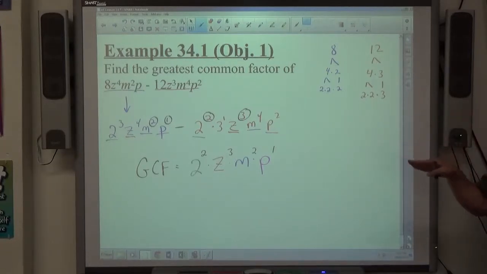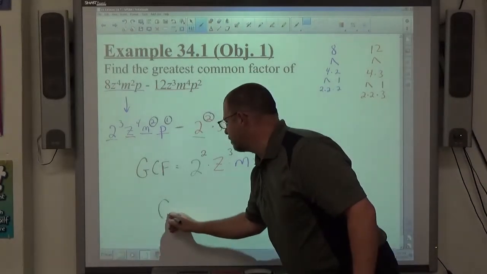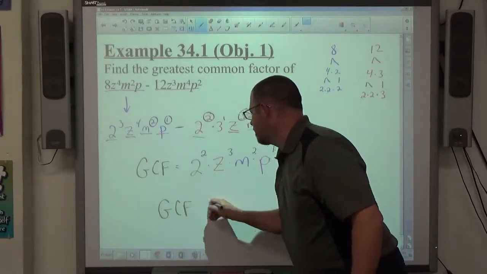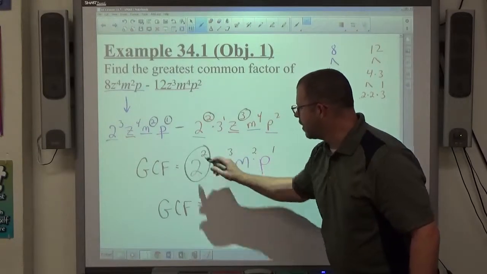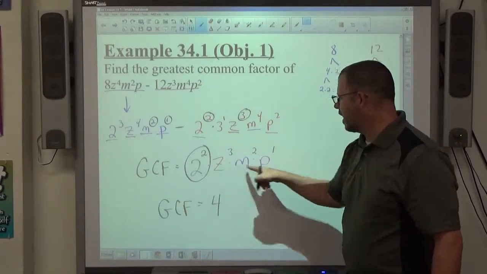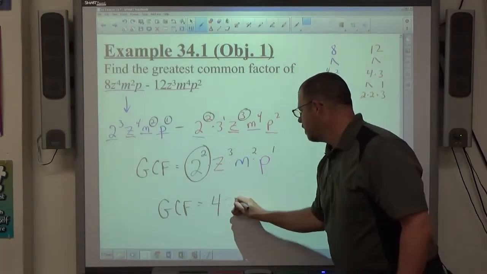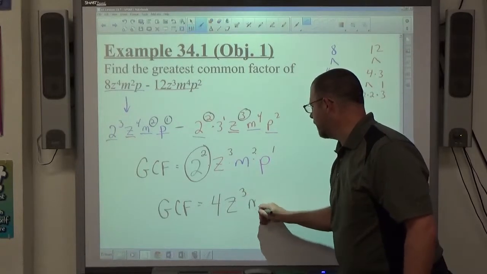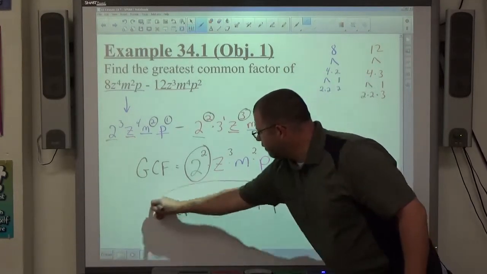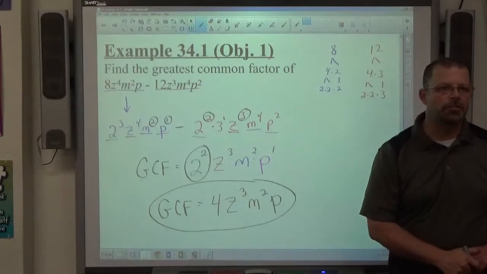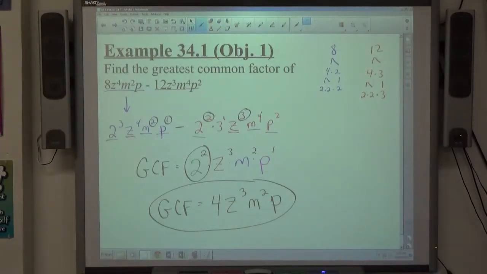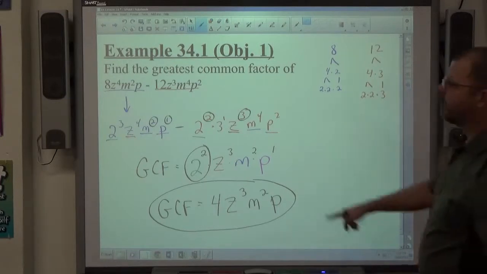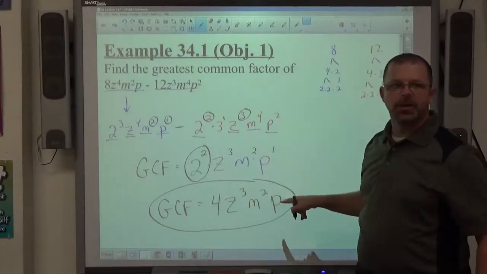That's the largest thing that evenly divides both of those objects. To finish this problem, I simply multiply all that out to the best of my ability. Numerically, 2 squared is equal to 4. Everything else is just letters to powers, so z cubed m squared p. For a final answer, I usually leave first powers off. In my work, I like to put the first powers on. Directions said find the greatest common factor. That is the greatest common factor.